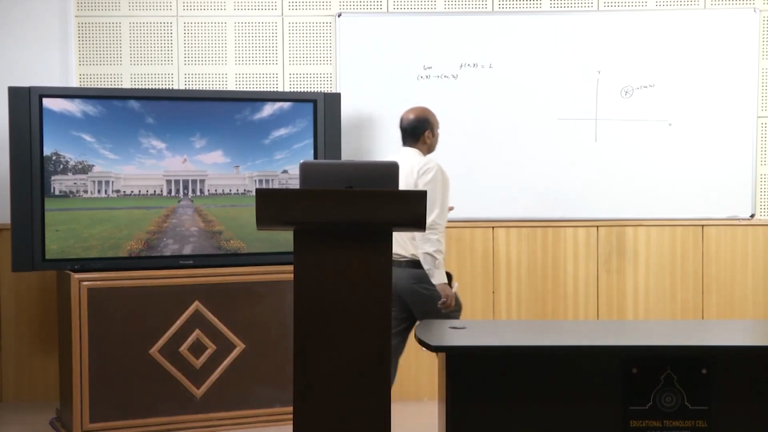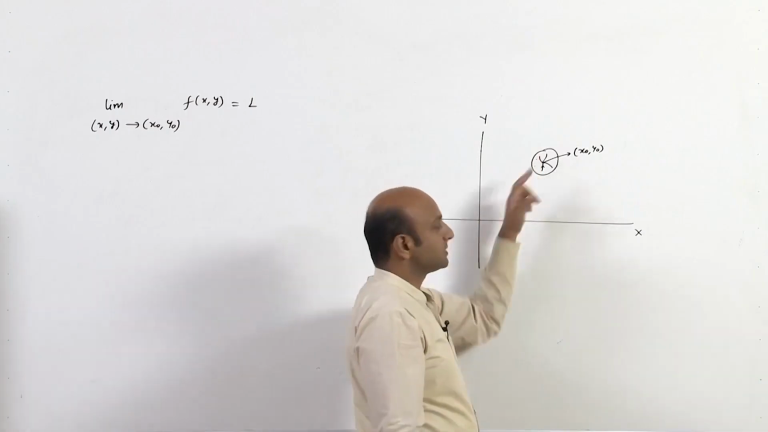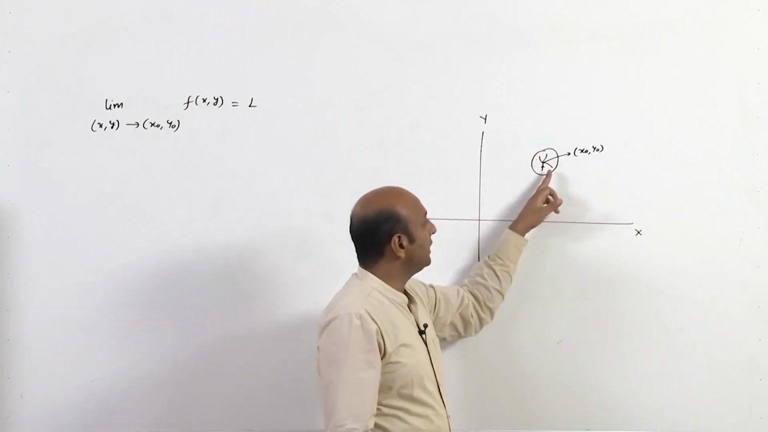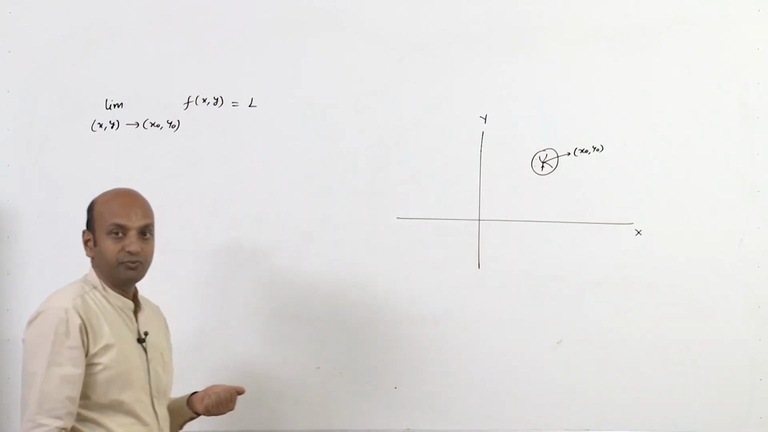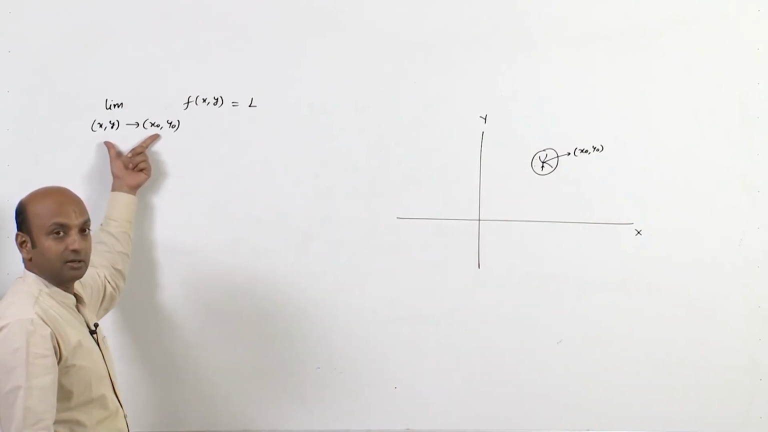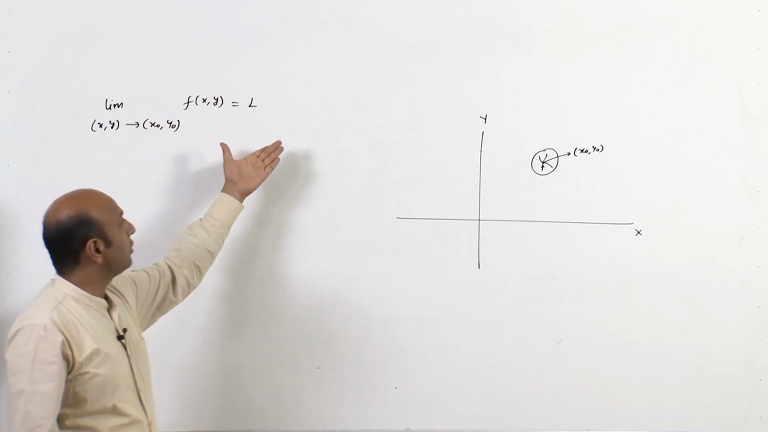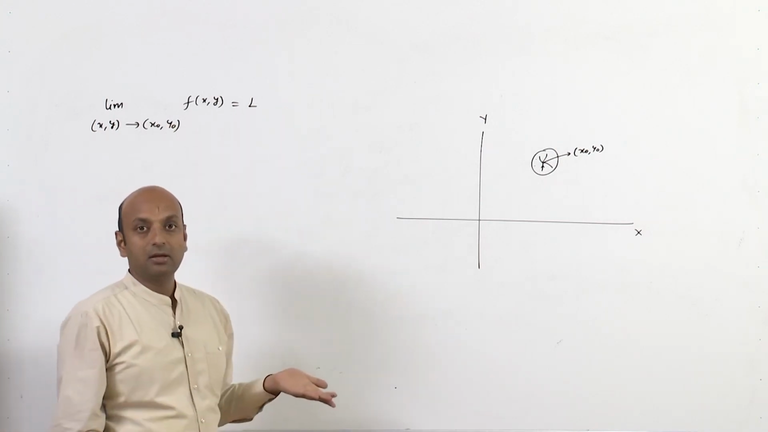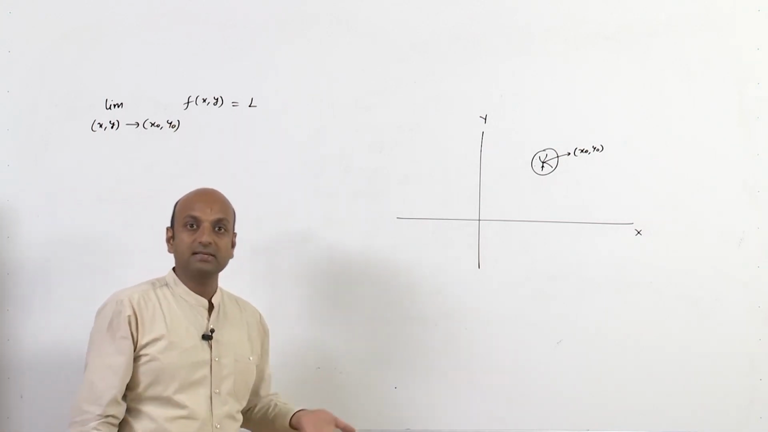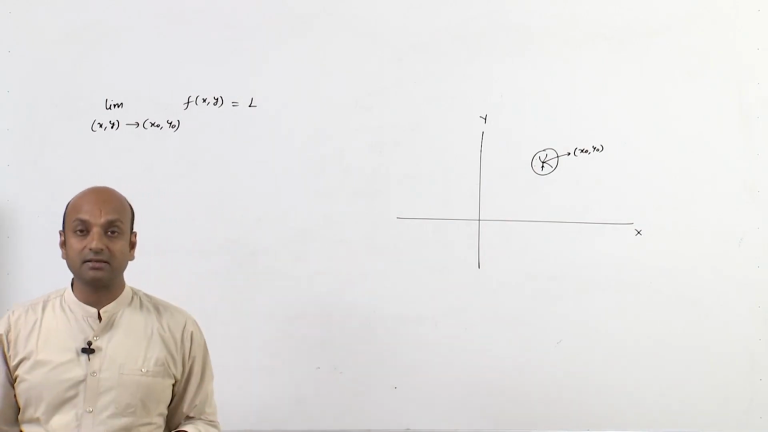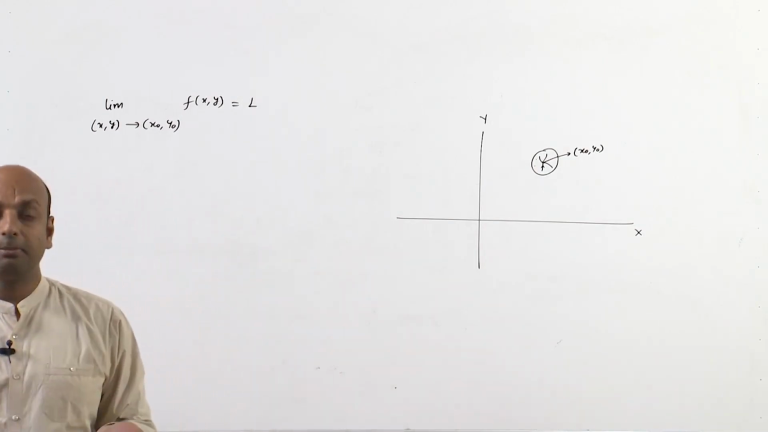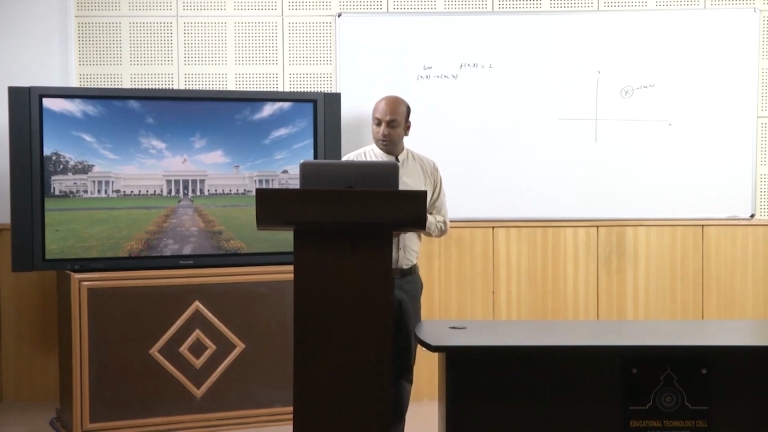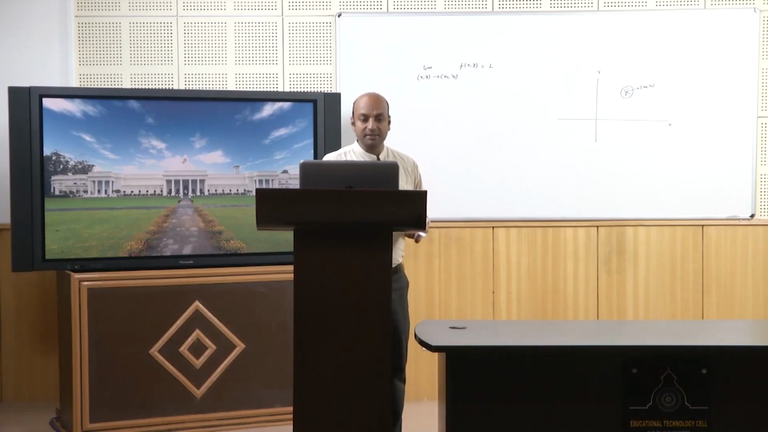That means if from two different paths the values of the limit are not the same, the value of the double limit, we are calling it the double limit, then the limit does not exist, because if the limit exists, it must be path independent. So to illustrate this, let us discuss a few examples.